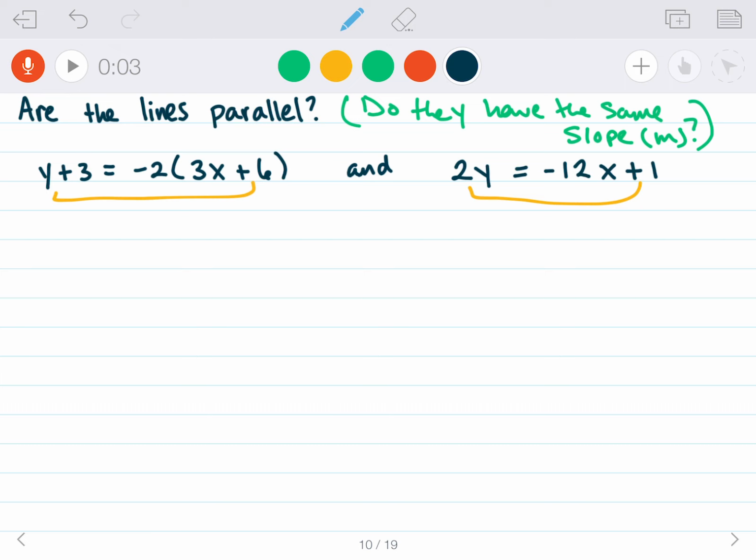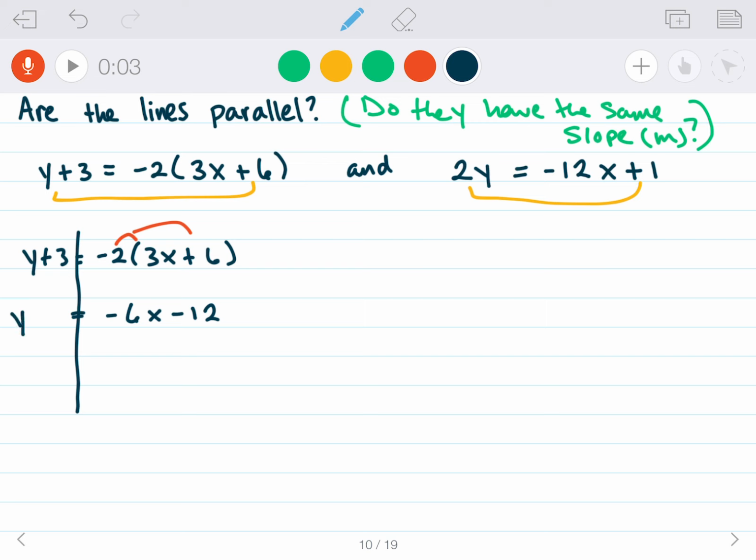So for the one on the left, I have y plus 3 equals negative 2 times 3x plus 6. I'm going to use the distributive property on the right first before I start moving stuff. Negative 2 times 3x is going to give us a negative 6x, and a negative 2 times a positive 6 is going to give us a negative 12. We still have y plus 3 on the left. Last thing to do is to subtract 3 on both sides to isolate that y so that I'm in y equals mx plus b form.